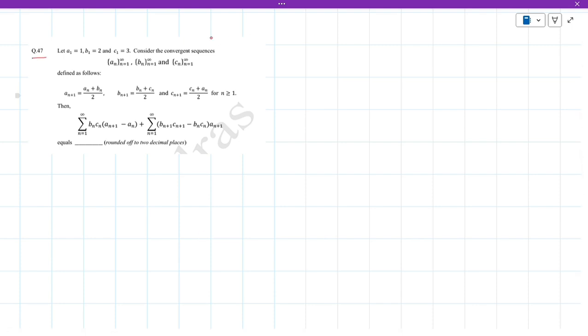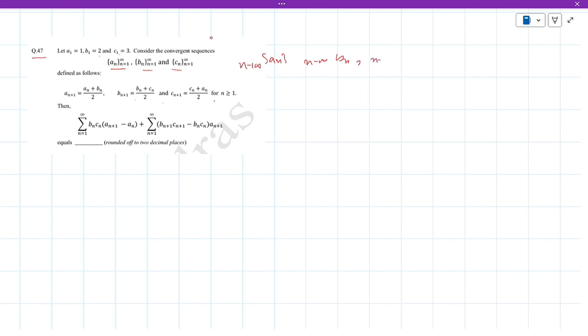Here three sequences A, B and C are given, whose initial points are given, and this recursive relation is followed. And find this. Suppose here we need to mainly find the limit as n tends to infinity of an, of bn, and of cn.